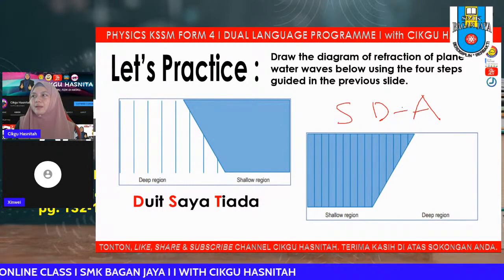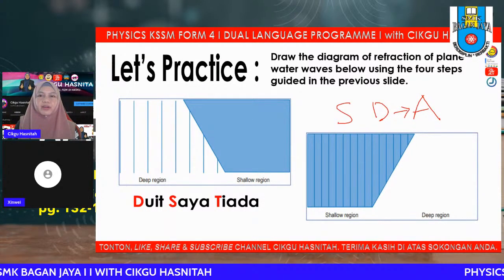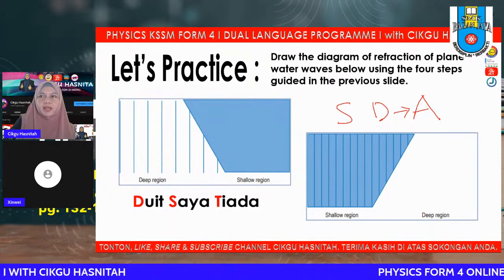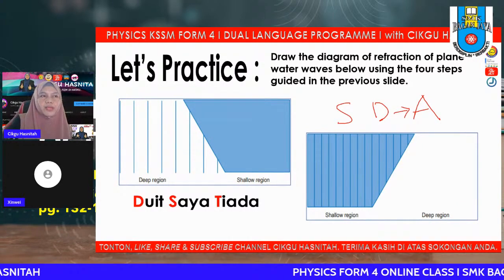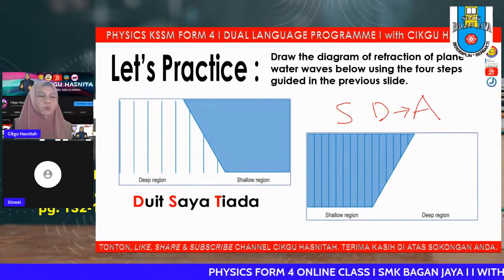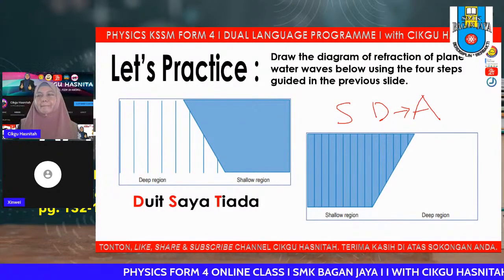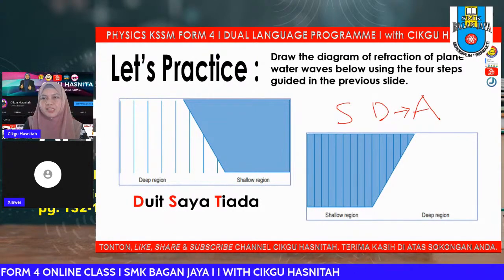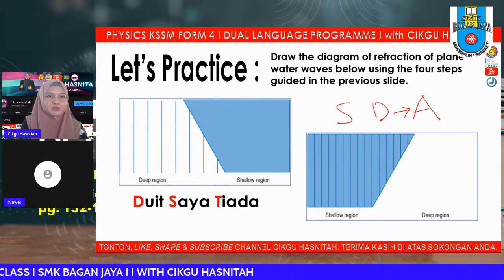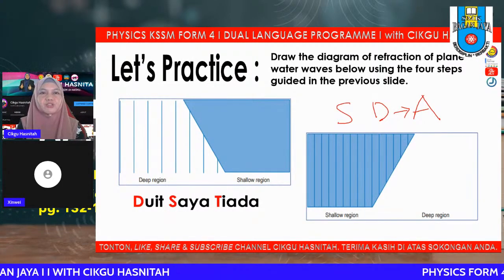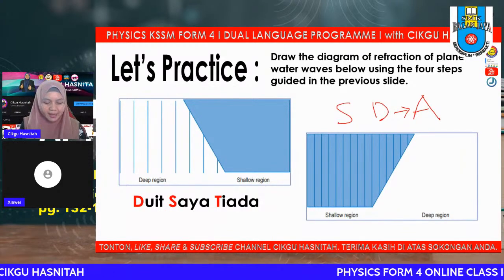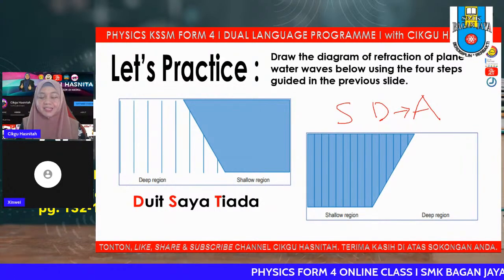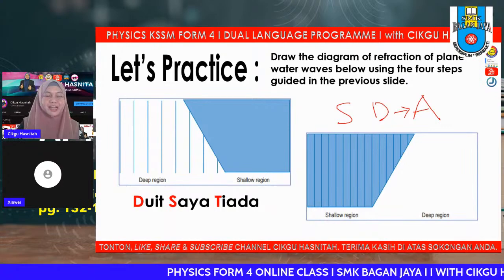Okay, try to do it. I give you a few minutes to complete your drawing. Later you can compare with mine. Okay, cuba lukis Sinway and the rest of you. Sinway is the only one joining my studio today. So the rest of you, please draw your diagram. I give you 3 minutes enough? Cukup tak 3 minit?